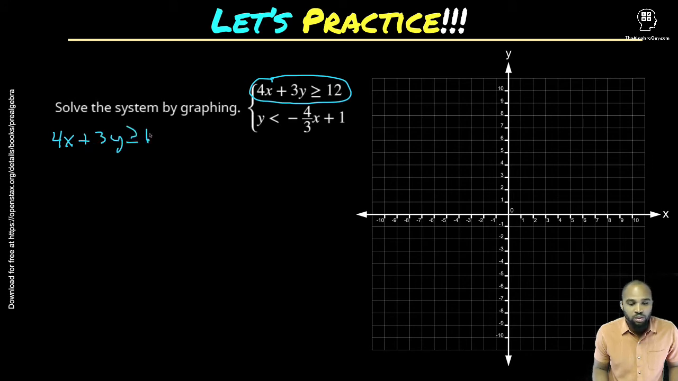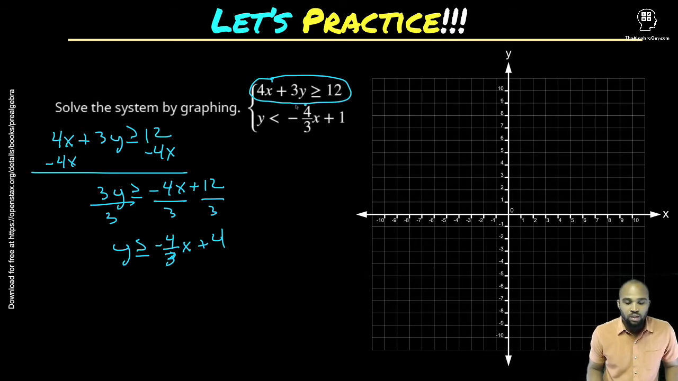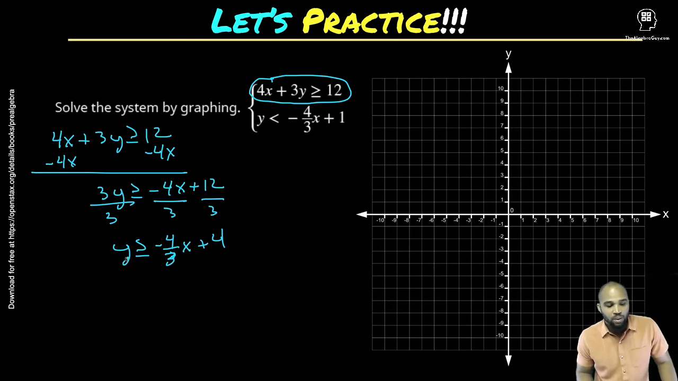3y is greater than or equal to 12. Subtract 4x. That leaves me with 3y is greater than or equal to negative 4x plus 12, divided by 3. And that leaves me y is greater than or equal to negative 4/3 x plus 4. So now I know that's the same thing. This one's already done for me. So let me go ahead and graph this one.